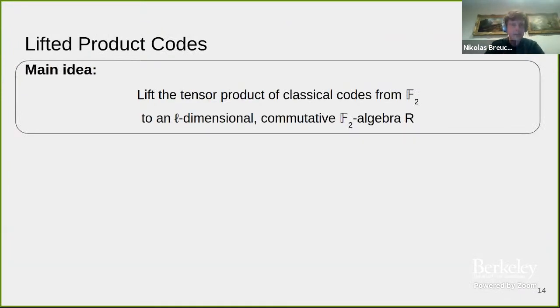Okay, so the second notion of products are the lifted products, and these are a bit more technical. So I will try my best to highlight the main points. The main idea is, instead of taking the tensor product of classical codes just over F2, which, as I showed before, were these binary matrices, we substitute this by the product over an L-dimensional commutative algebra R, which is binary.